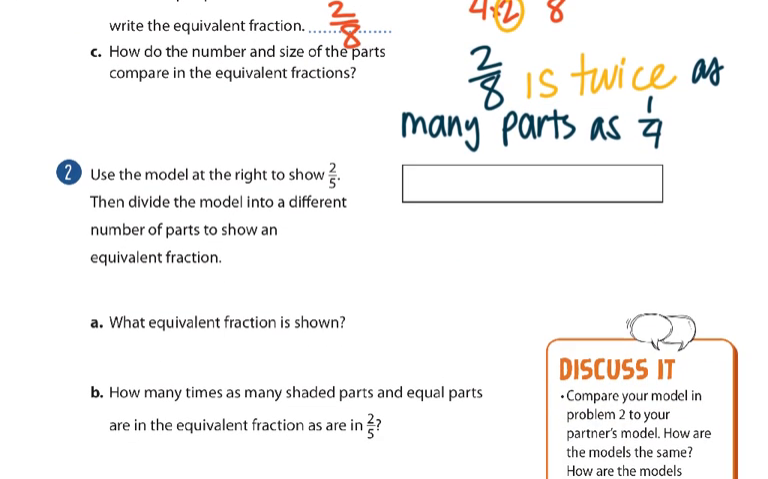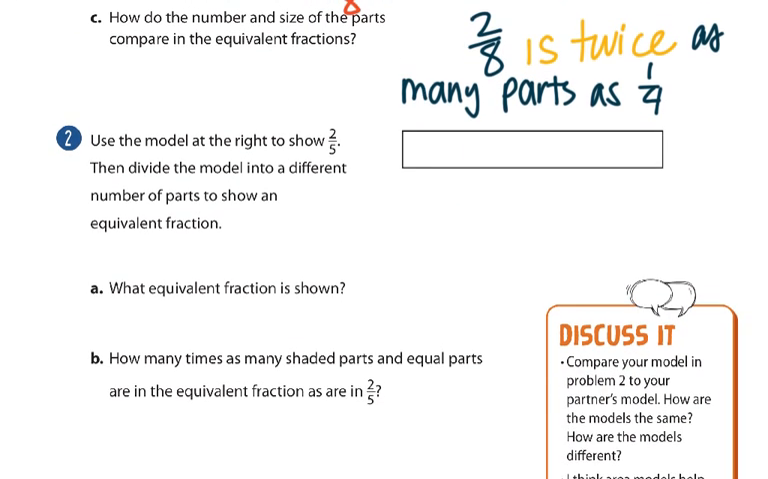How did that go? Great. Let's go to number 2. Use the model at the right to show 2/5. The denominator's 5. How many parts am I going to cut this up into, Eli? 5. 1, 2, 3, 4, 5. How many am I going to color in, Abel? 2.